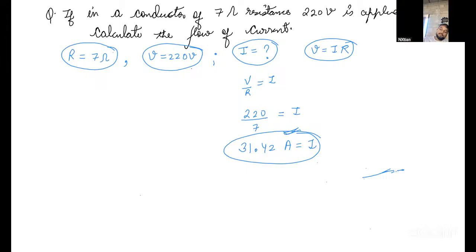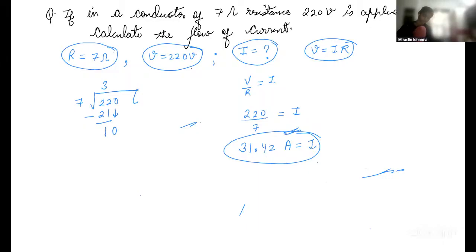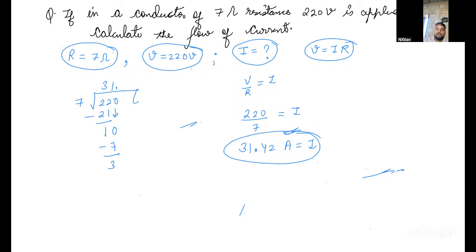The dividing part? Okay, so I will write 7 outside, 220 inside. Then 7 threes are 21, and 1 will remain as a remainder. Then 10 will come. Then 7 ones are 7, then 3 will remain, and the decimal point will come. So like this, you have to do it. Did you understand? Yes or no?